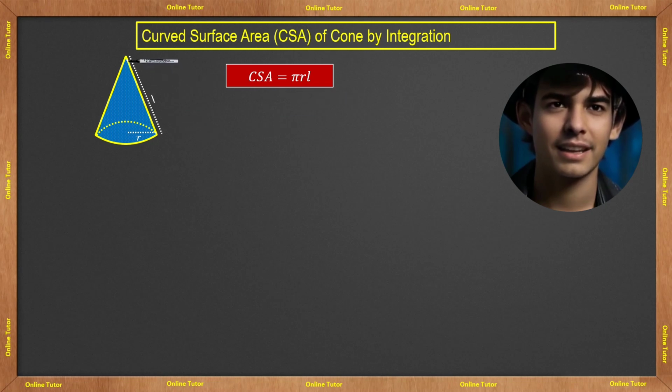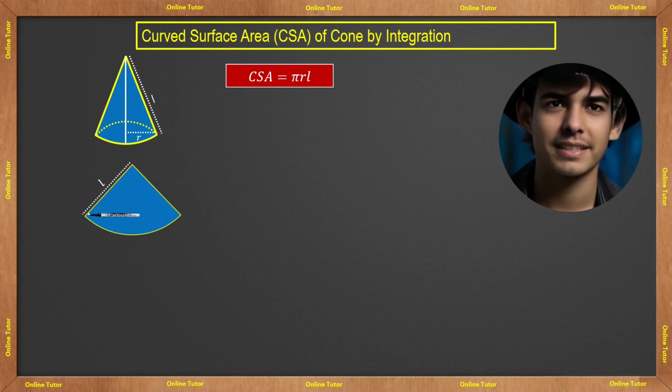What I'll do is I'll cut this cone from here, okay, and I will open it. So if I open it, the curved surface area of this cone will look like this. So now whatever is the surface area of this shape, that will be the curved surface area of this cone. So I'll bring this shape down.